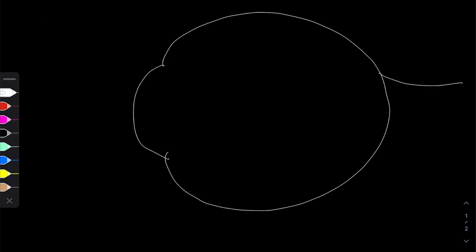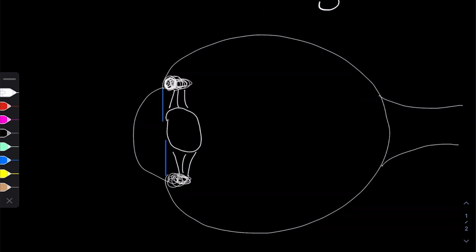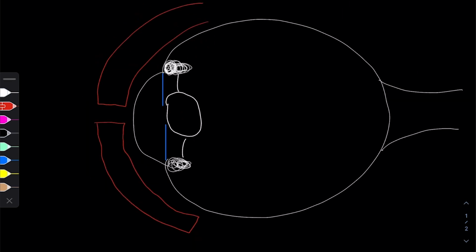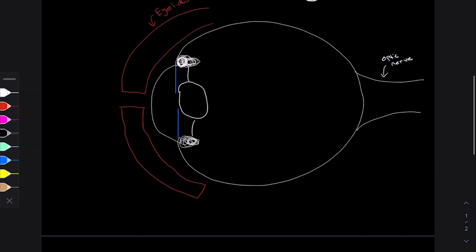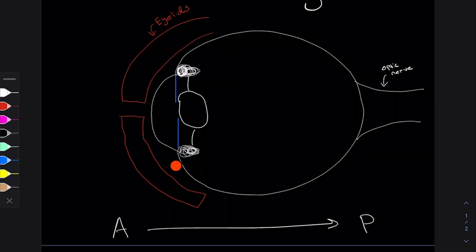Just to start off, I'm going to go ahead and draw a model here that we'll refer back to throughout the video. I'm just going to draw some eyelids here, draw the optic nerve, kind of talk about the eye from the anterior to the posterior. So I'm circling the front of the eye, I'm circling the eyelids, I'm circling the optic nerve, just so everyone has their bearings.